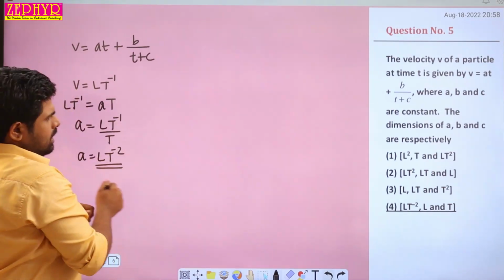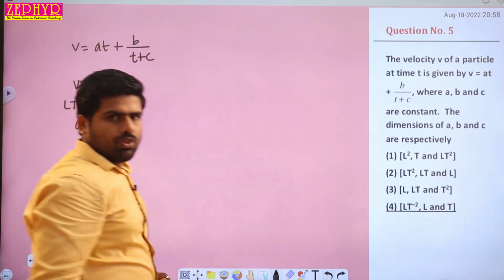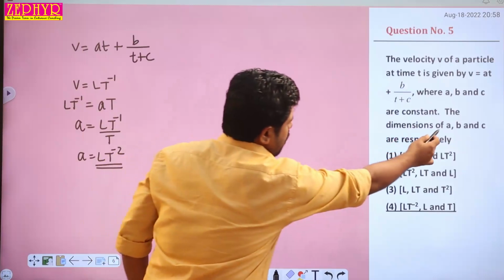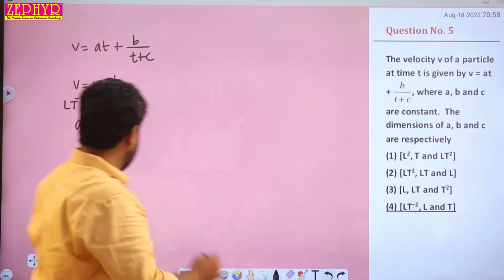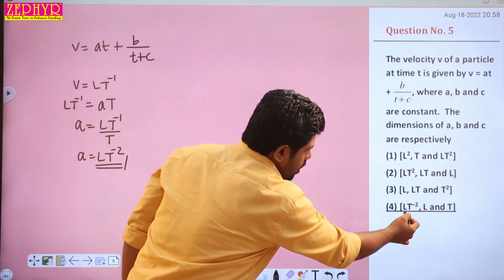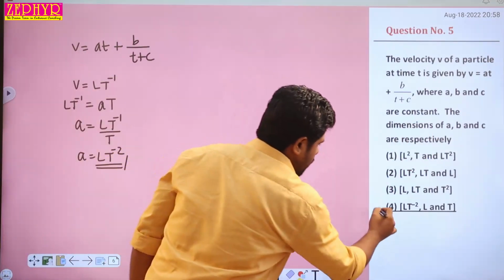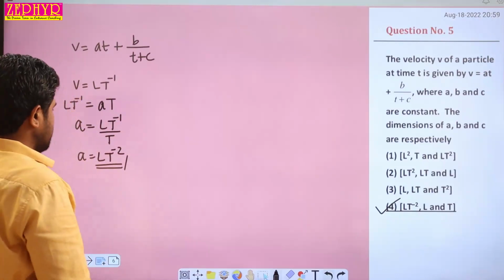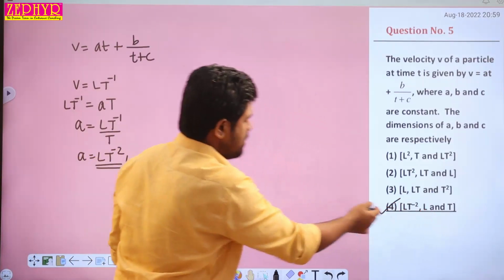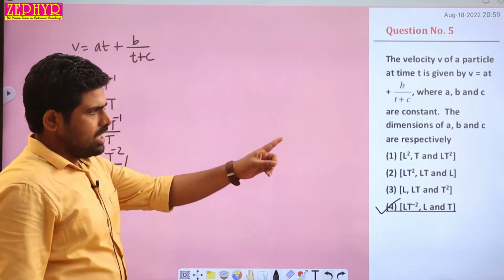Then see here, option 4 consists of L t raised to minus 2. Therefore the fourth one is the correct option. Why? Because the constant A's dimension in our calculation is L t raised to minus 2, and the fourth option only consists of L t raised to minus 2 as the dimension of A. If you want to calculate the other dimensions, you just use the same method to calculate the dimensions of B and C.